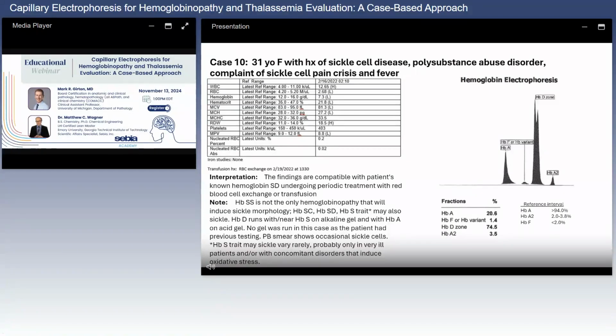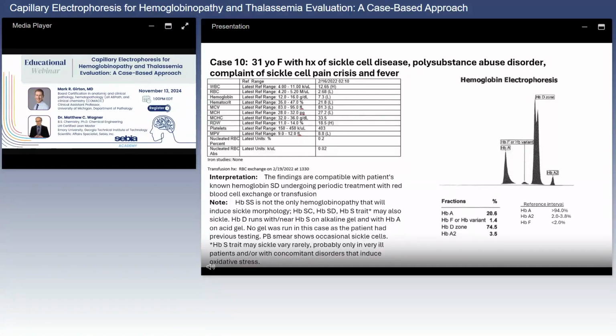So the interpretation in this case: findings are compatible with the patient's known hemoglobin SD undergoing periodic treatment with red blood cell exchange or transfusion. The teaching point here is that hemoglobin SS is not the only hemoglobinopathy that will induce sickle morphology on your peripheral blood smear. Hemoglobin SC, hemoglobin SD, and S trait, with an asterisk, may also sickle.